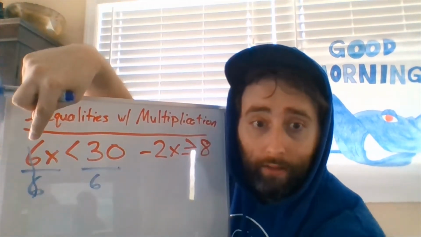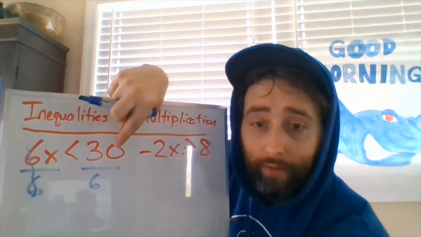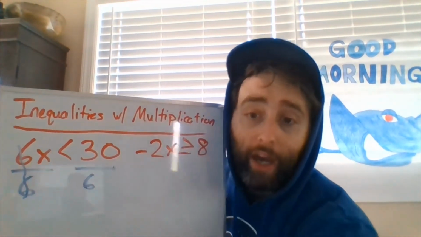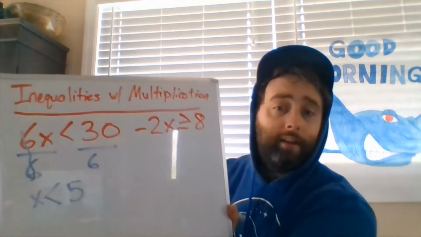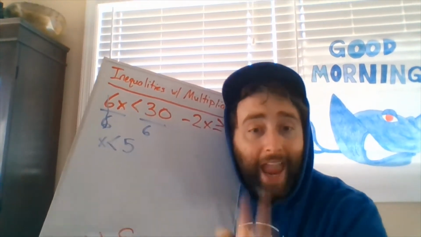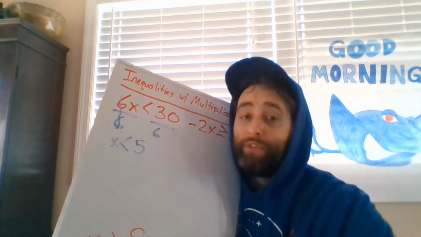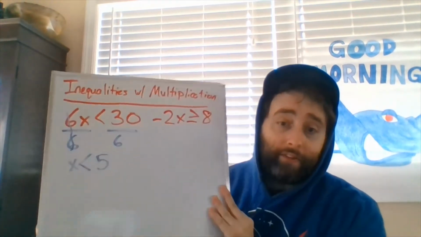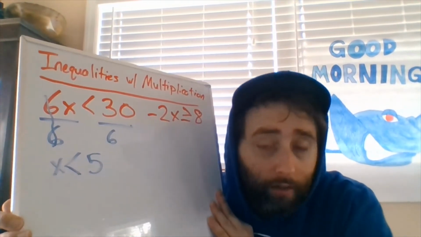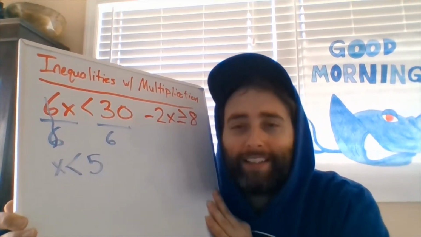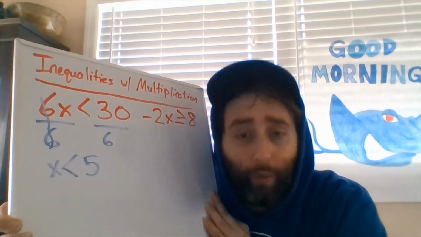Getting rid of that one. But you have to do the same thing over here. 30 divided by 6 is what? 5. Very good. So you end up with x is less than 5. X is anything less than 5. It can't be 5 though, because this does not say equal. 6 times 5 would be 30, and 30 is not less than 30. But if you put in 4, 6 times 4 is 24. 24 is less than 30, so that works.